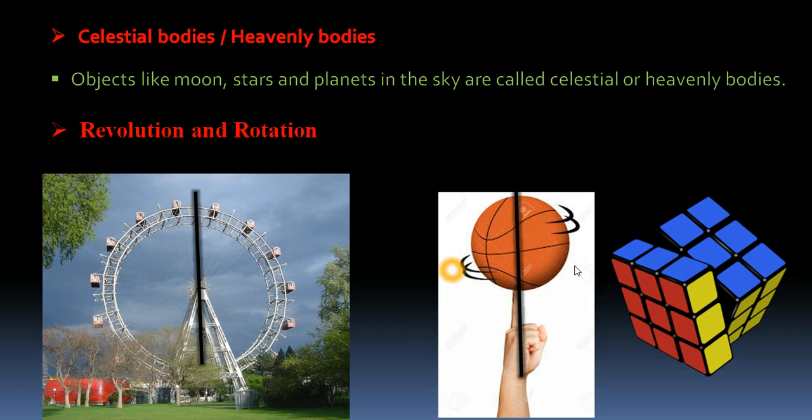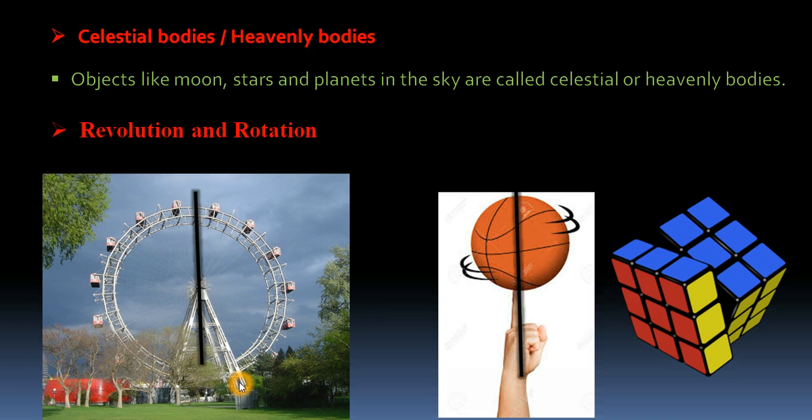But here, if you look at this picture, where we are spinning the ball on our finger, this is actually rotation, because the ball is moving on our fingertip. That means the ball is moving around its own axis. This ball is not moving around any other object. It's moving around its own axis at the fingertip. So basically, in case of revolution, one object moves around some other object, but in case of rotation, one object moves around its own axis.